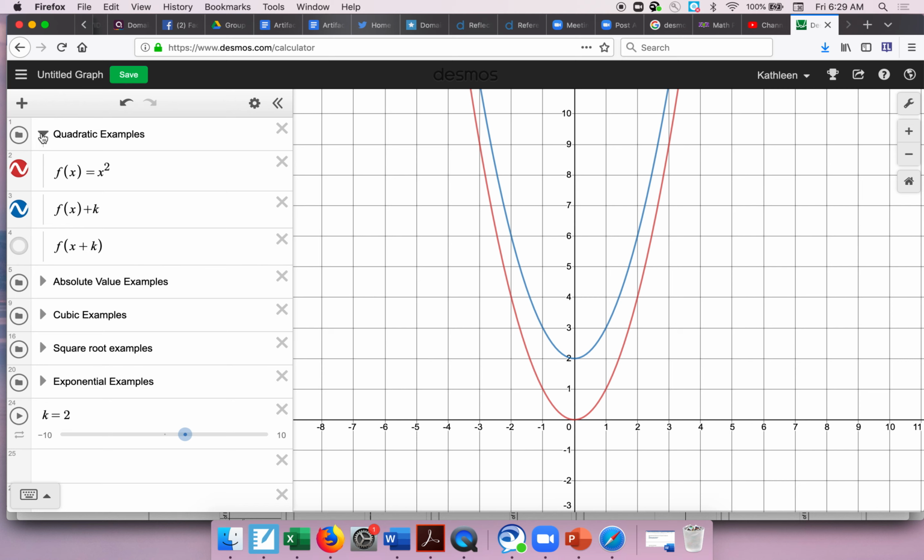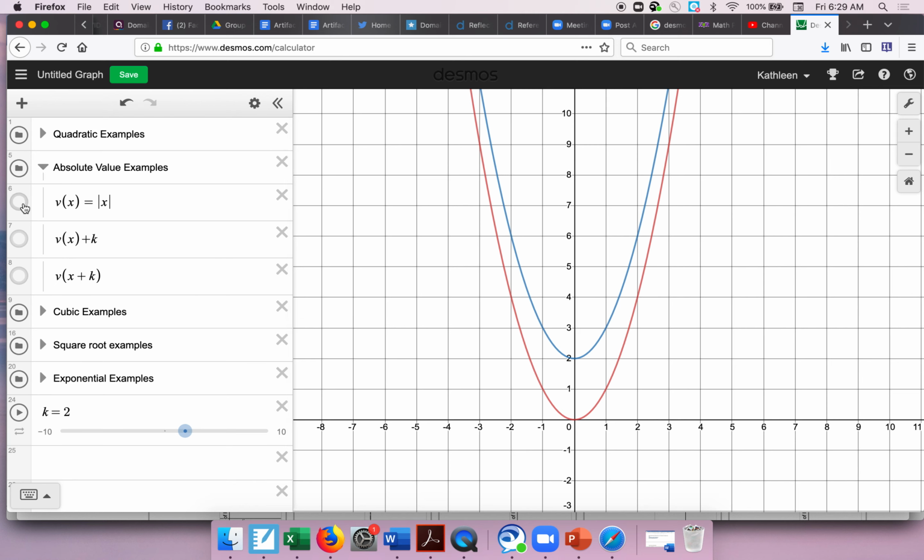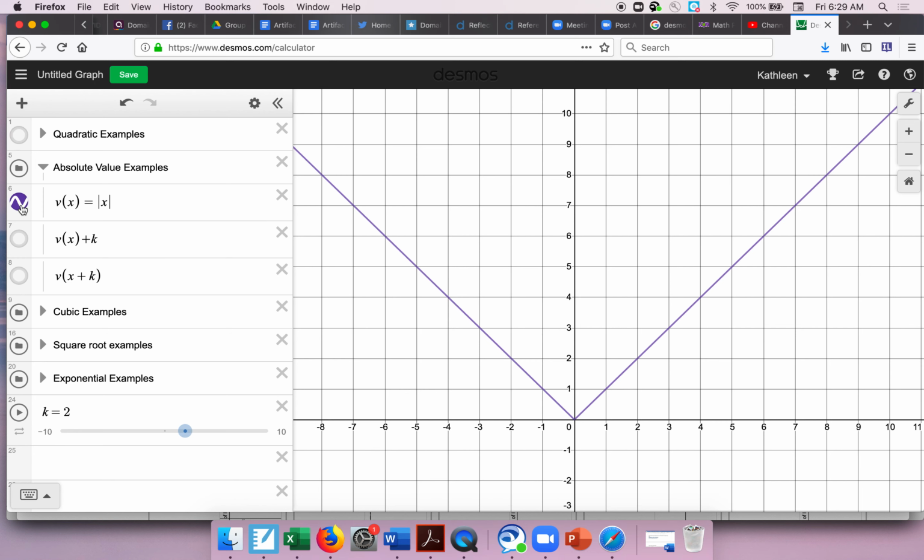We'll move a little more quickly with the other ones. Absolute value is another one that they use a lot because, like a quadratic, it's a U shape, so it's very easy to see how the points are moving. So right now, here is just absolute value of x. What if I want to add something to it? Again, it's on the outside. It's going to affect the output. That's going to make it move up and down. All right, so when k is positive, it moves up. K is negative, it moves down.